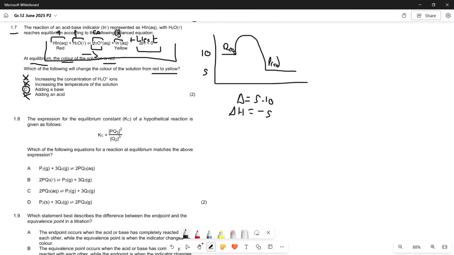These two can react, break apart, and form the H3O+ ions, the hydronium ions, and the In- ions. And therefore the yellow is going to form there, and that is the reason that adding a base in this specific example will turn this whole solution from red to yellow. So our final answer here is C, adding a base, and that just earned us 2 marks.